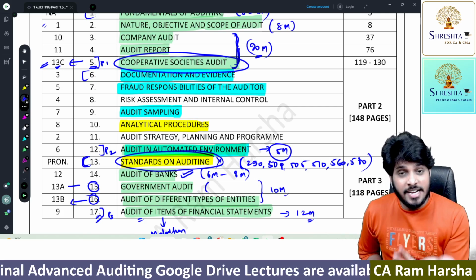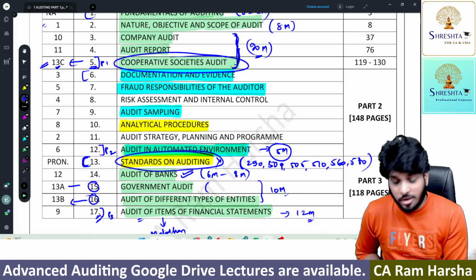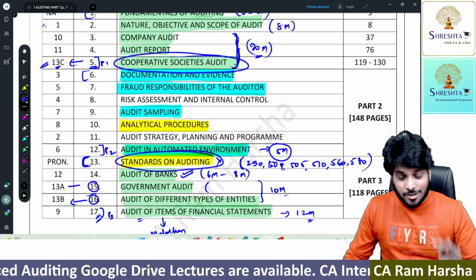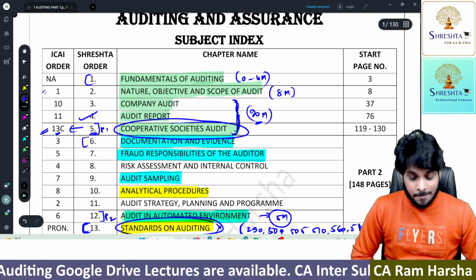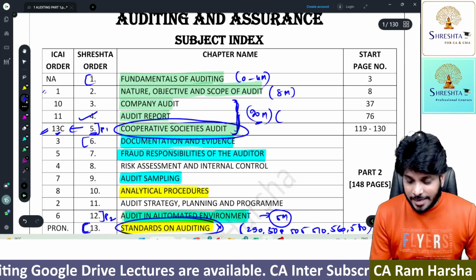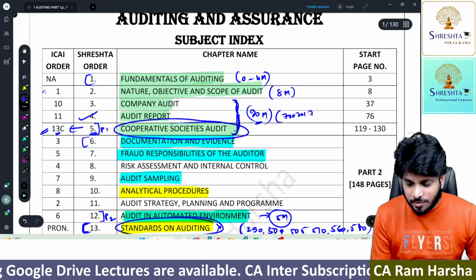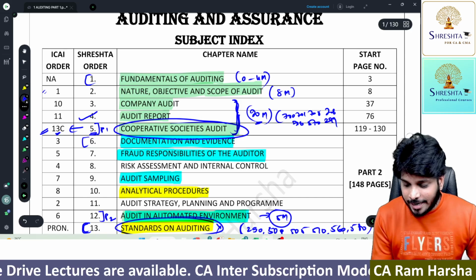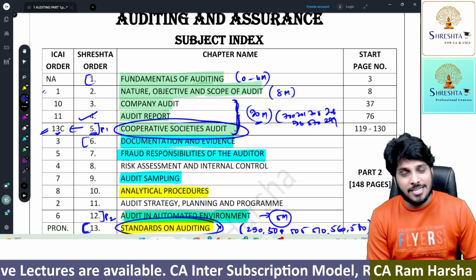Sir, there are 29 standards in CA Inter. How come only 5 or 6? Wait. Most of the standards are covered in audit report. Audit report contains approximately 700, 701, 705, 706, 710, 570, 299. All these standards we cover in audit report itself.